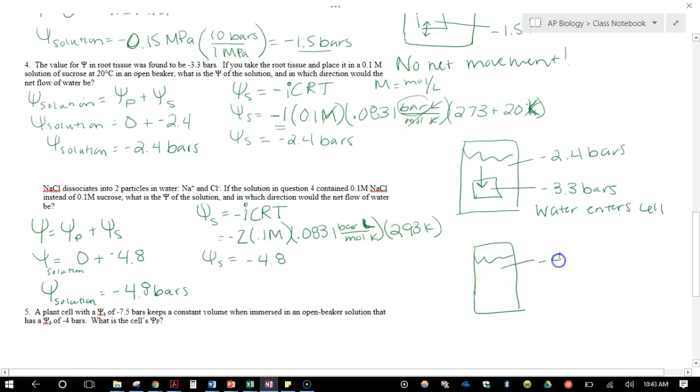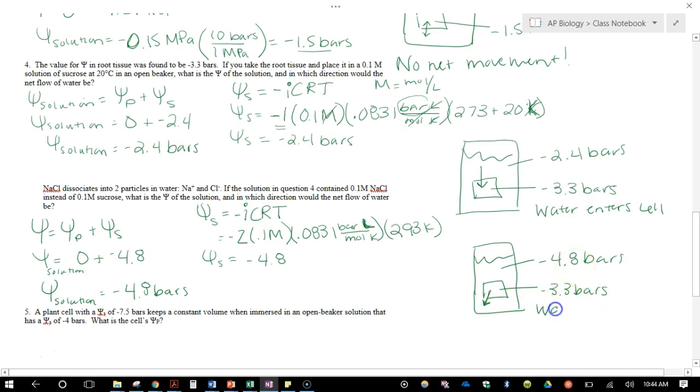And my solution is negative 4.8 bars. My cell is still negative 3.3 bars. This is going to completely change how water moves. Instead of moving into the cell, now my higher water potential is the cell. So instead of water coming into the cell, water is actually going to leave. It is going to go from where it's highest, negative 3.3, to where it's lowest, negative 4.8 bars.